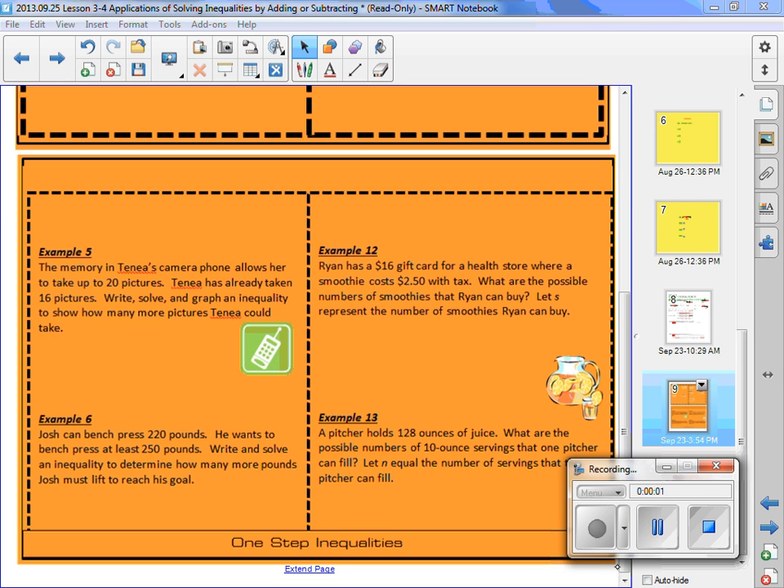So you should be on page 7 in your notes journal, and we're looking at the flap that says one-step inequalities. Now, yesterday we did examples 1 through 4, but today we're going to be looking at example 5 and 6. And it's just those 2 examples.